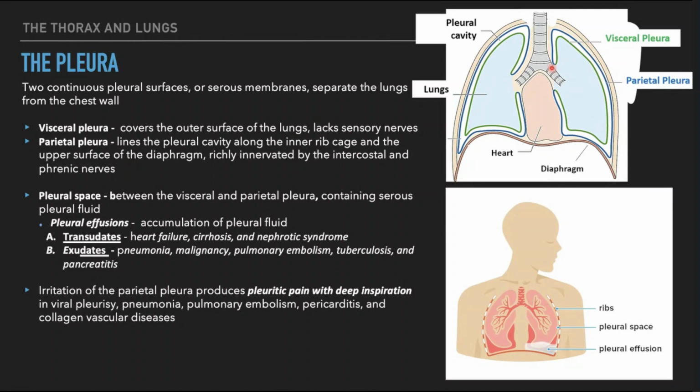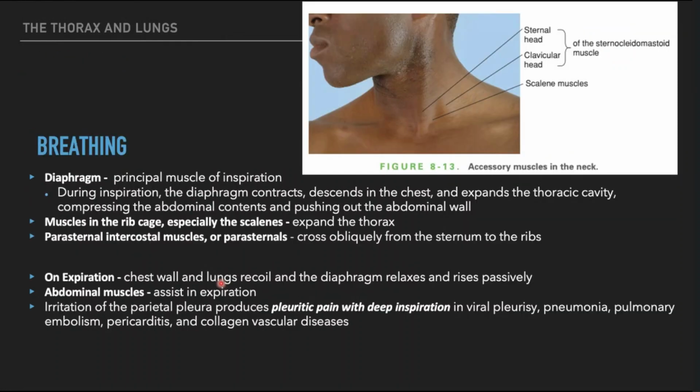The muscles in the ribcage, especially your scalenes, are responsible for expanding the thorax, while your parasternal intercostal muscles, or your parasternals, cross obliquely from the sternum to the ribs. They also support breathing. On expiration, your chest wall and your lungs will recoil and the diaphragm relaxes and rises passively. And the abdominal muscles will also assist in your expiration.